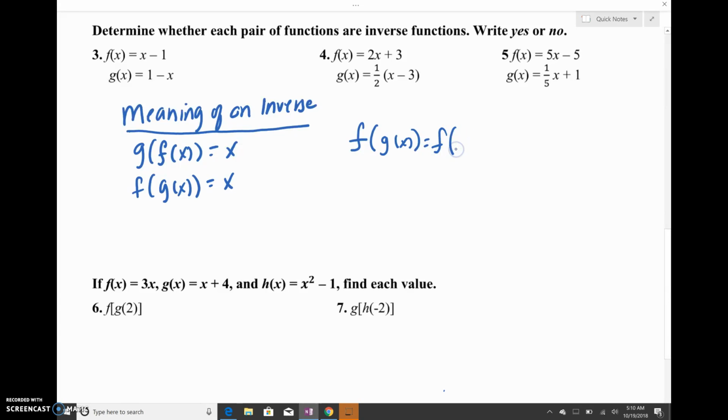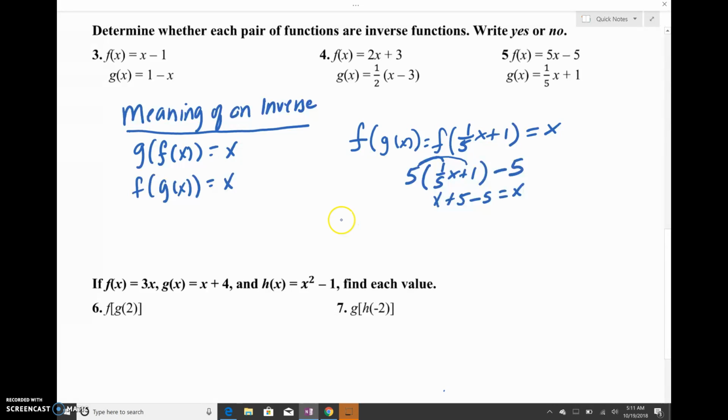So we have f of 1/5 x plus 1. And we notice that function f is going to be 5 times x, and in this case, it's 5 times 1/5 x plus 1 minus 5. So we go ahead and apply the distributive property. 5 times 1/5 x gives us x, and then 5 times 1 gives us 5. And we have 5 minus 5, which gives us x. So therefore, f of g of x will give us x.